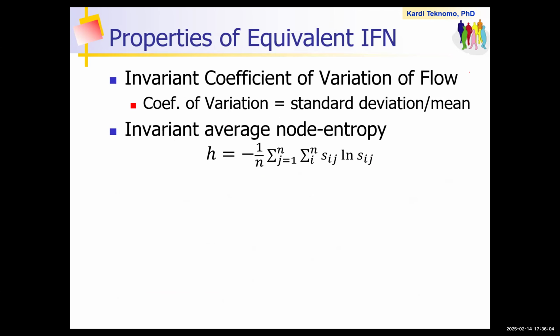So we can also get the coefficient of variation of the flow. What is that? The standard deviation divided by the mean. Or we can also calculate the node entropy. What is that? From the stochastic matrix, you take the ln, and then you multiply, and then you sum all and then you divide by the number. That's called average node entropy. They are also equivalence invariant.